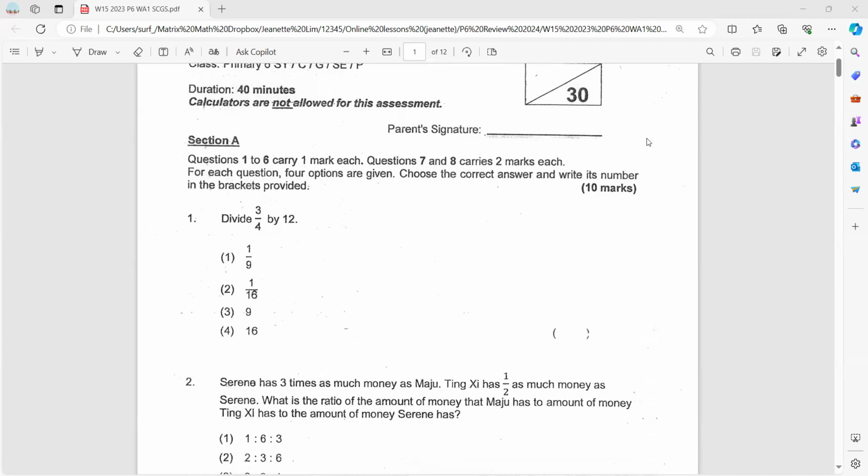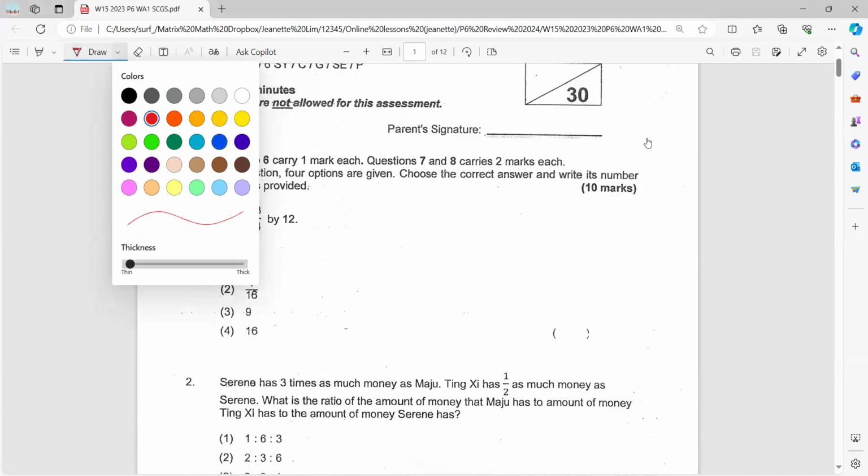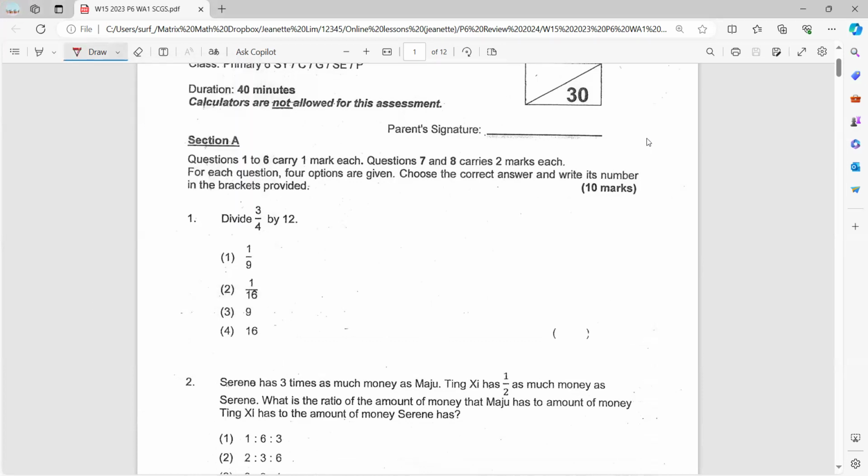So when you want to take a fraction and you divide by 12, you should apply this KCF, which is keep, change, flip. Just remember KCF when we are doing division for fractions: keep, change, and flip. 3/4 divide by 12. You want to keep the first fraction, change the sign to times, and flip the 12.